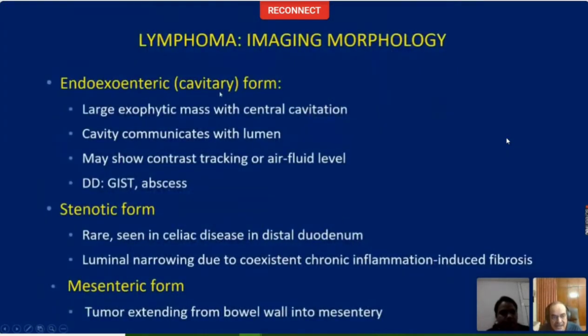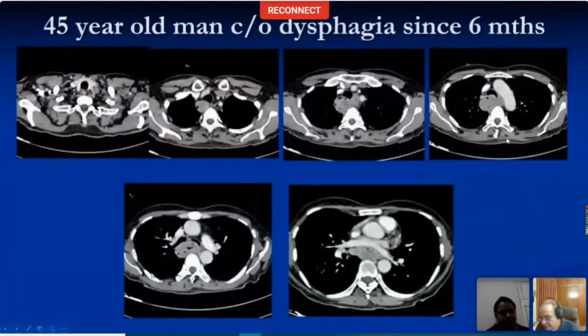Then you have the endoexoenteric form, which mimics the appearance of GIST. It can produce cavitation, which can communicate with the lumen, and may produce an air fluid level within it. Then rarely you can have a stenotic form. Remember, stenotic forms are very rare, and you can have gross extension into the mesentery.